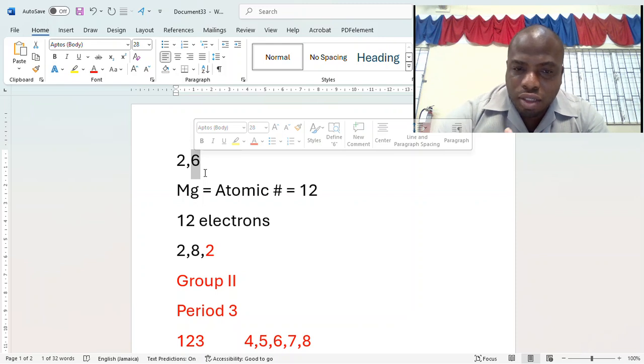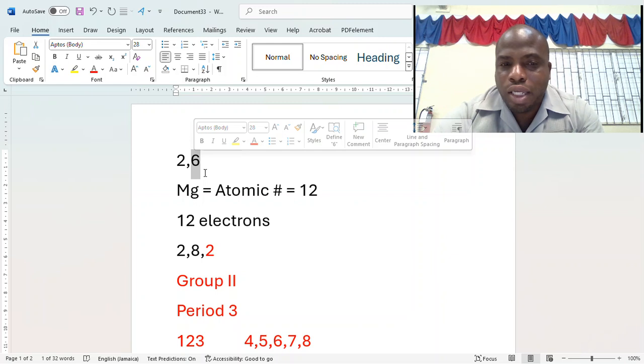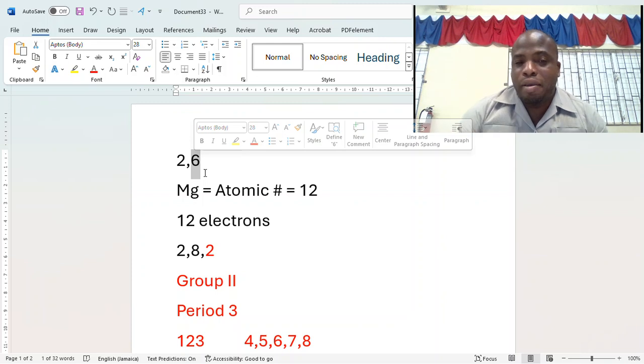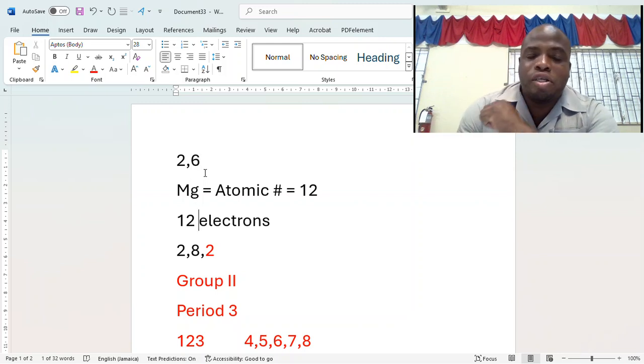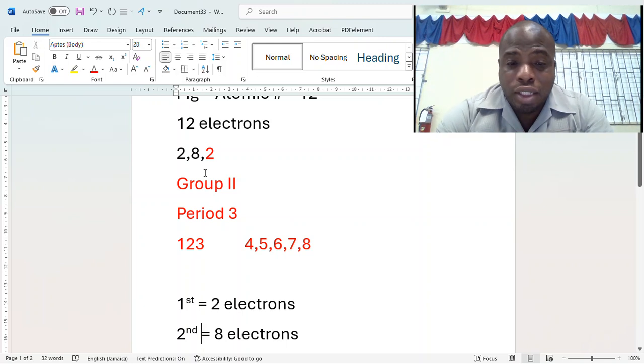They can be solid, liquid, or gas at room temperature. They are not good conductors of heat and electricity. We know the works. So outside of you being able to tell the group and the period, you can use a little information to determine if it's a metal or even a non-metal.